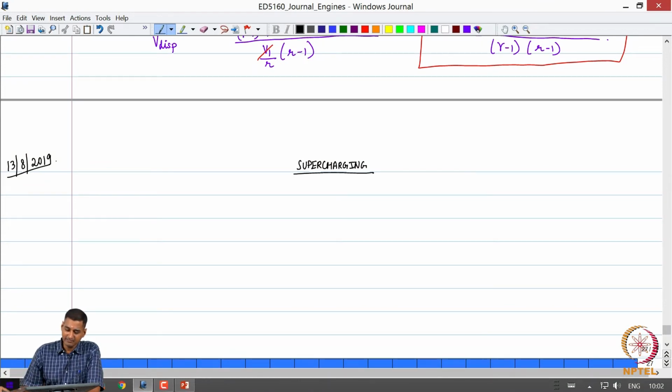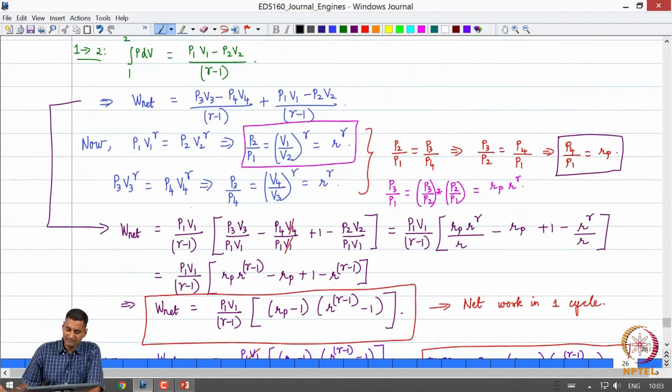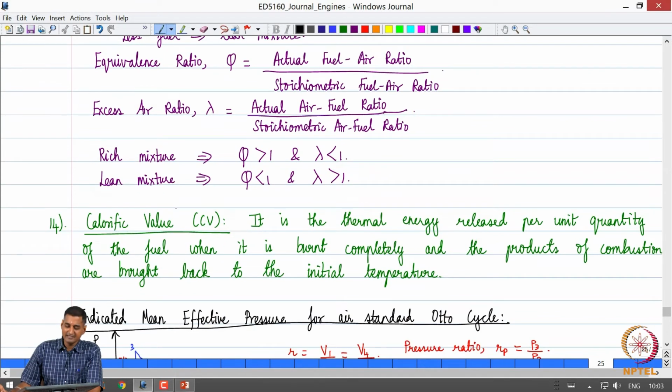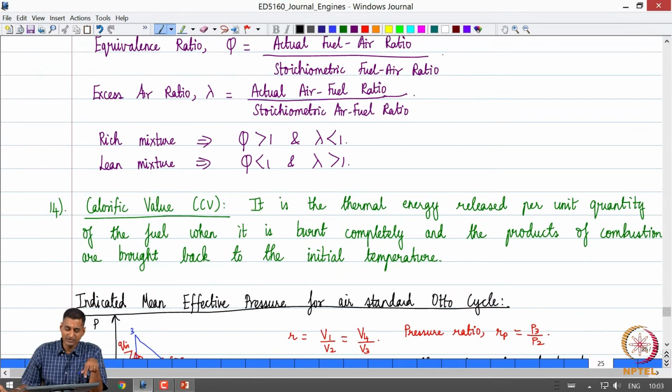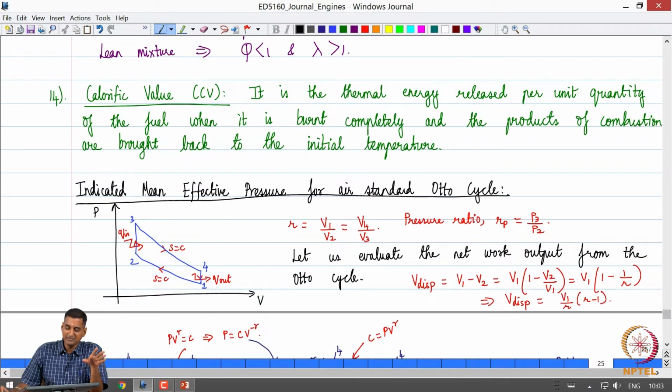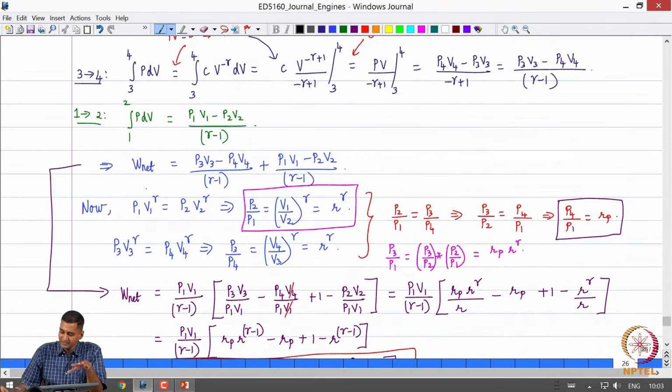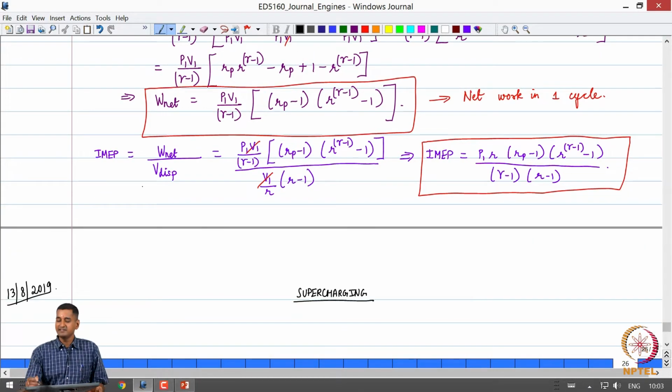So a quick recap of what we were discussing. In the last class we completed the discussion on various engine performance parameters, and we also looked at the concept of mean effective pressure and how to get an expression for the indicated mean effective pressure for the air standard Otto cycle, right. So that is where we stopped, and we identified that the mean effective pressure, which is indicative of the average pressure in the combustion chamber that will get me a particular power output, is of course dependent on the initial pressure, right, at the start of the cycle, right.